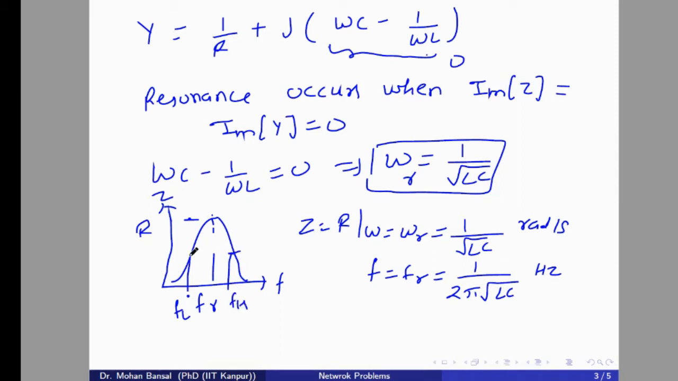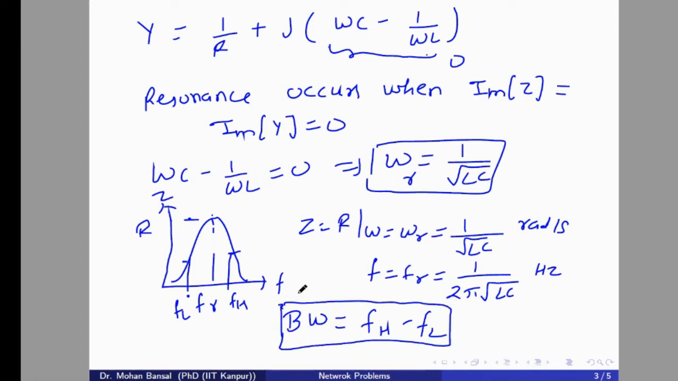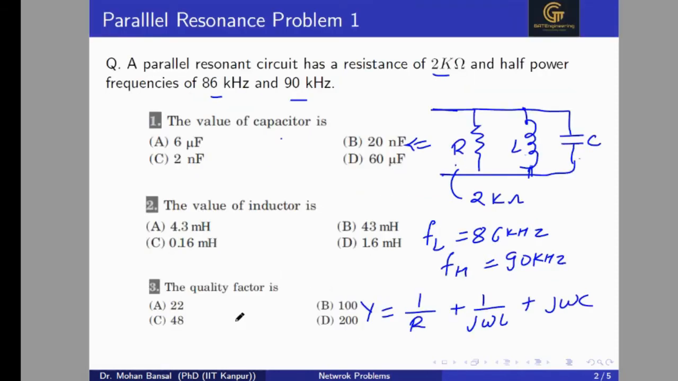This is the upper cutoff frequency, this is the lower cutoff frequency, and bandwidth is nothing but FH minus FL. That means signals in this frequency range will pass through this circuit. This is the bandwidth. We have the resonance frequency and its relation with inductor and capacitor, but in the question we have been asked for another parameter, that is the quality factor. So we will discuss the quality factor also.